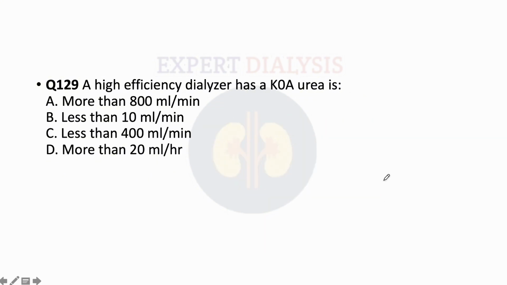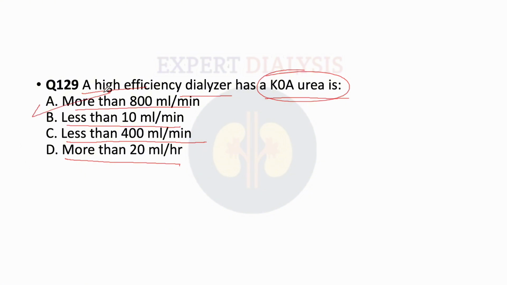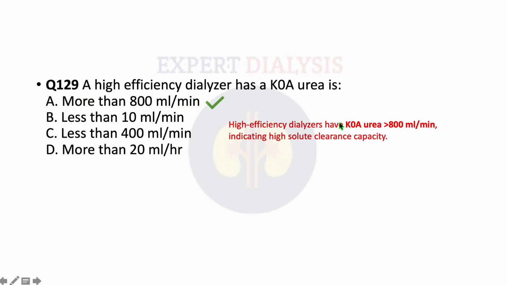Moving ahead to the ninth question, it says a high efficiency dialyzer has a KoA solute cutoff for urea. Option A is more than 800 ml per minute. Option B is less than 10 ml per minute. Option C is less than 400 ml per minute, and option D is more than 20 ml per hour. The right answer here will be more than 800 ml per minute. A high efficiency dialyzer has a KoA for urea of more than 800 ml per minute, indicating high solute clearance. We are talking about a high efficiency dialyzer.